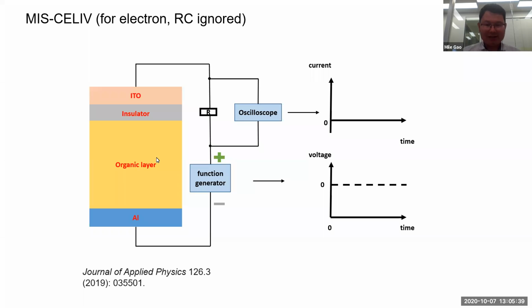This is a schematic of the device setup for MIS-CELIV in the case of electron mobility measurements. There are some animations in this slide, and they might not be played correctly because we are zooming in, so I'll just explain them.